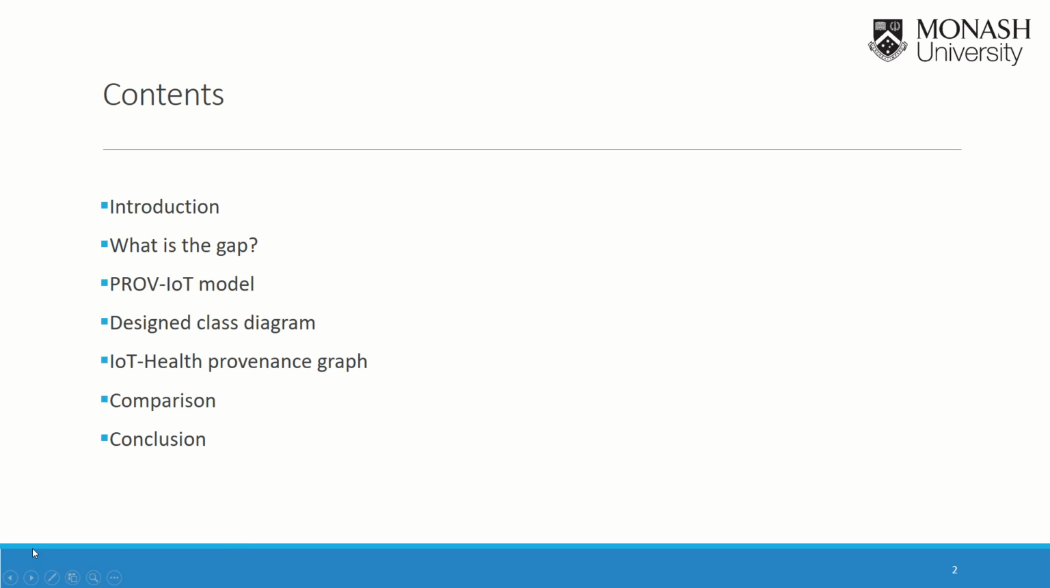So these are the contents that I would like to discuss today. At first, I'll give a brief introduction, then I'll discuss the research gap. Then I'll describe the ProVIoT model, the proposed model. Then I'll give a brief discussion on the class diagram, and then I'll have a discussion on the IoT health provenance graph, followed with a comparison of my proposed IoT model with other existing models, and then finally I'll conclude my talk.